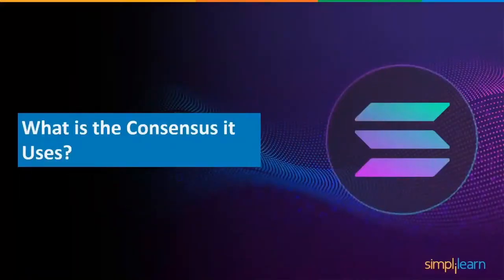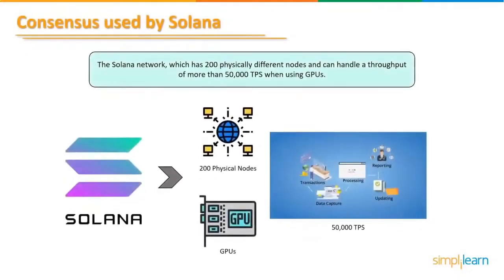So we have heard a lot of references to proof of history. But what exactly is it? That we will discuss within the type of consensus method Solana uses. The Solana network, which has 200 physically different nodes, can handle a throughput of more than 50,000 TPS when using GPUs, and is one of the most performant permissionless blockchains.